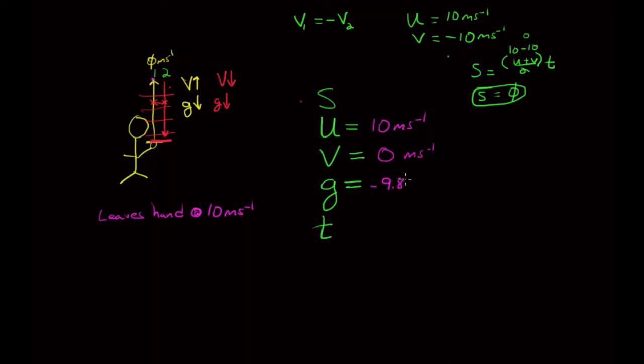Acceleration is negative 9.81 meters per second squared. So we can figure out from this either how high the ball flew or how long it took to fly there. So let's figure out first how high it flew.